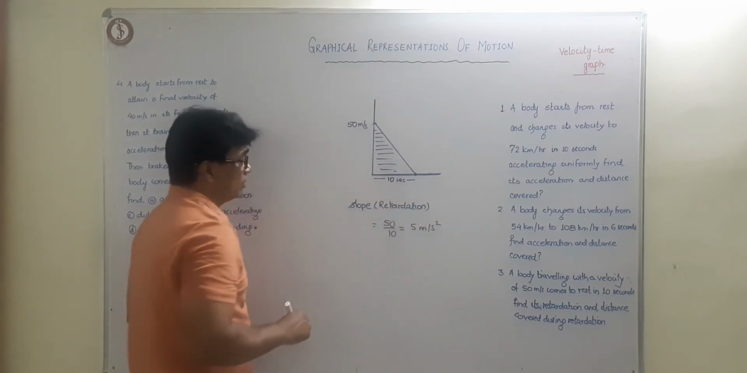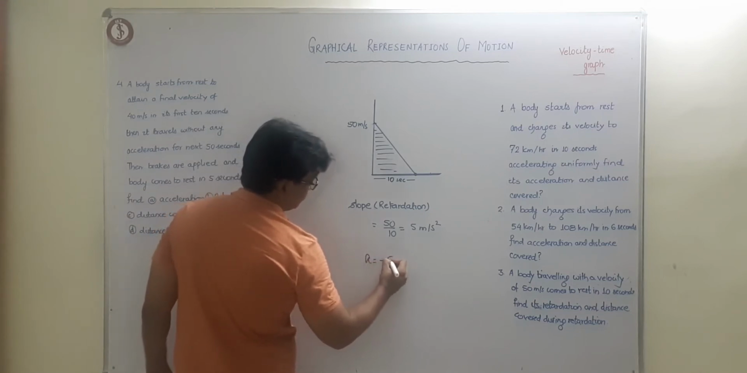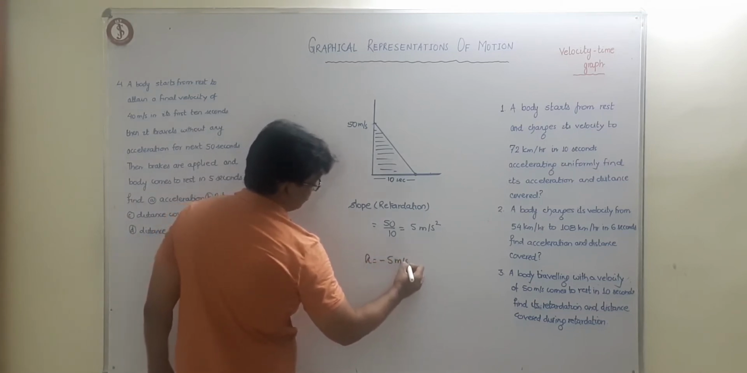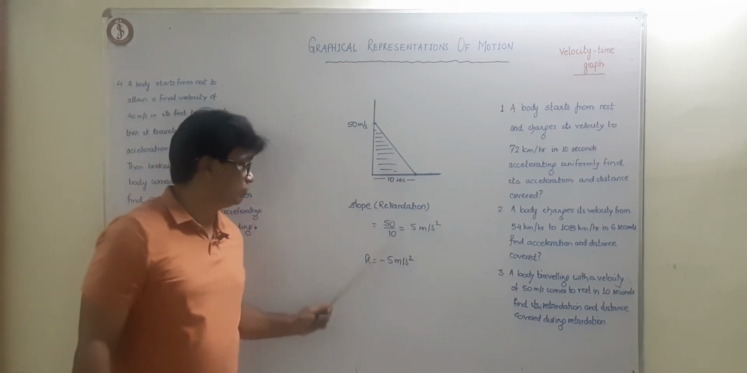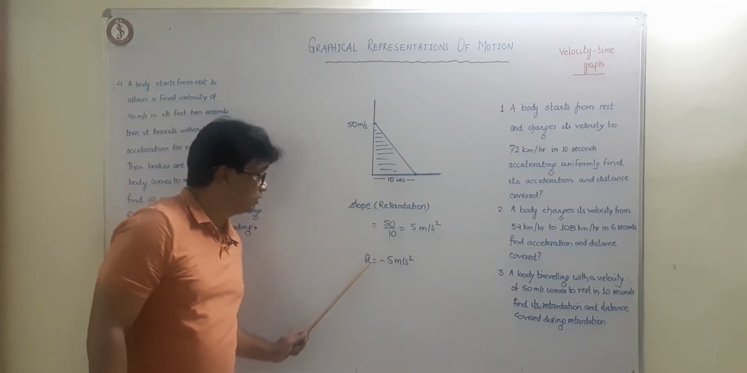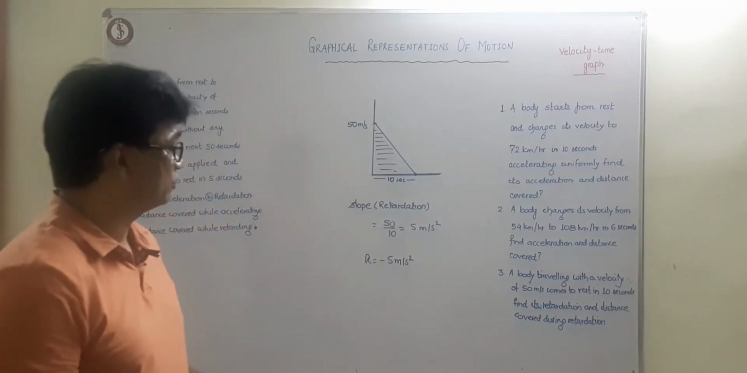If you were to write what is the acceleration, A, it will be negative 5 meter per second square. Retardation means the negative is already put in, it is slowing down. But if you have not put it as retardation, then A is equal to negative 5 meter per second square.